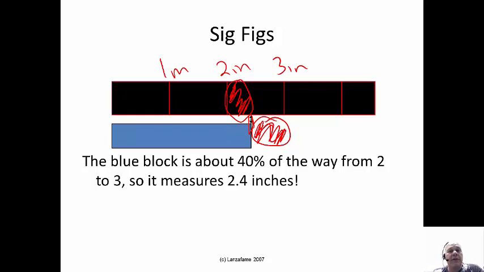So if I look, I can see that my block is not halfway between 2 and 3. In fact, it looks to be about 40% of the way from 2 to 3. And so it measures as 2.4 inches. Now, that of course is not an exact measurement. No measurement is exact. But what I'm really trying to say is that it's not 2.3 inches and it's not 2.5 inches. So my 2.4 inches is reasonably accurate, at least to 2 significant figures.